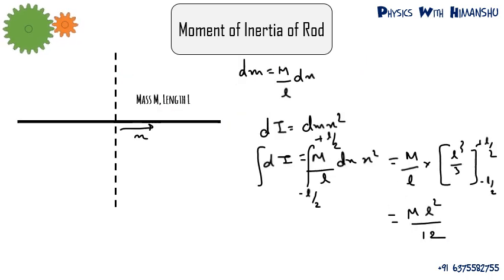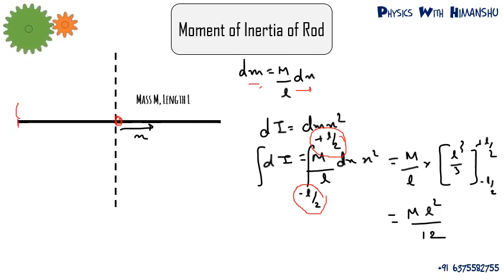Similarly, suppose the axis is passing through the center of the rod. With the same unitary method we'll arrive at dm. Moment of inertia will be dm into x square, putting the values, but the limits are from minus L by 2 to plus L by 2. Suppose the length is L, so half of the length will be on the negative x side and half of the length will be on the positive x side.